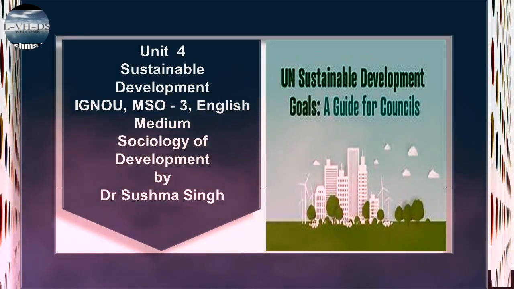The first is the concept of needs, in particular the essential needs of the world's poor, to which overriding priority should be given. And the second is the idea of limitations imposed by the state of technology and social organization on the environment's ability to meet present and future needs.